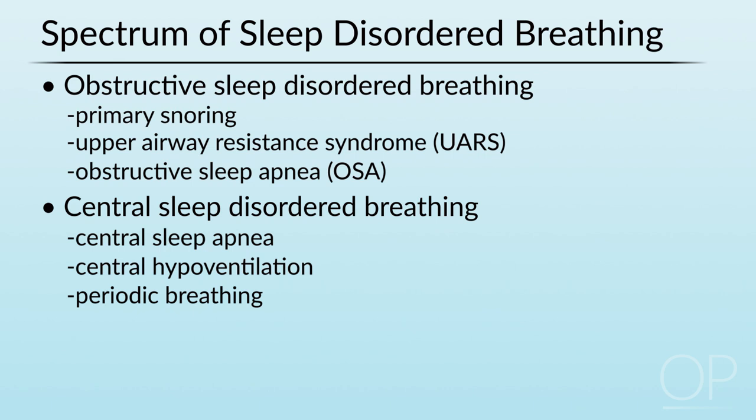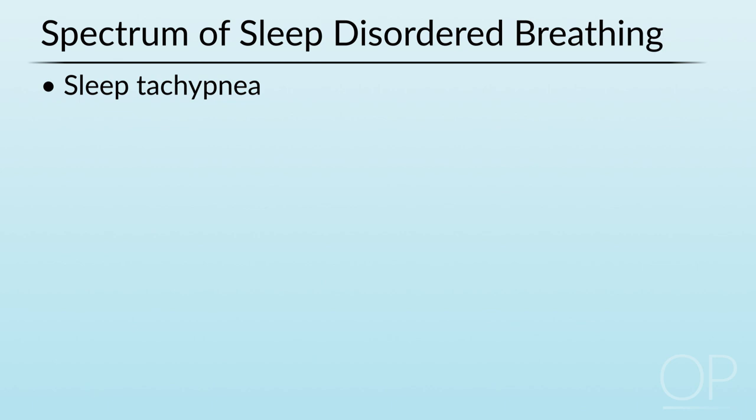Sometimes these patterns can coexist, giving rise to a mixed pattern of sleep disordered breathing. Other types of sleep disordered breathing include sleep tachypnea, where somebody is breathing faster than typical during sleep, as seen in patients who are morbidly obese or in patients who have restrictive lung disease.